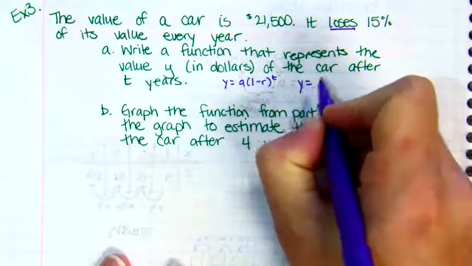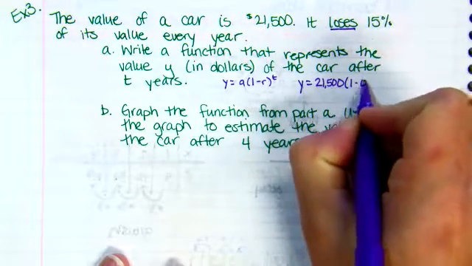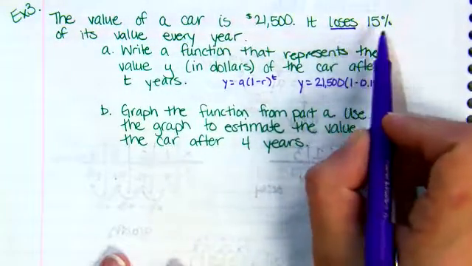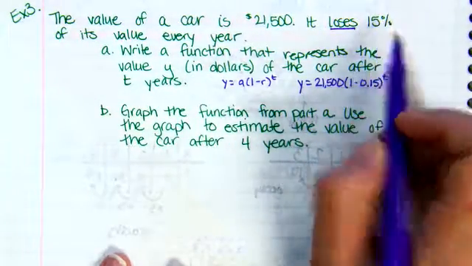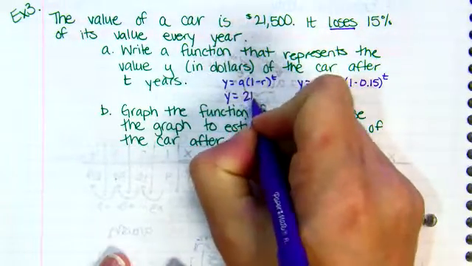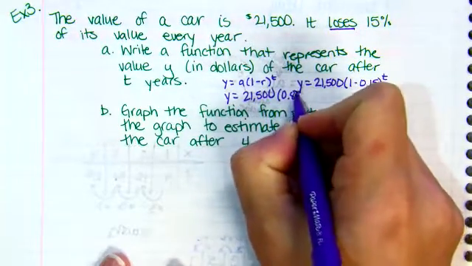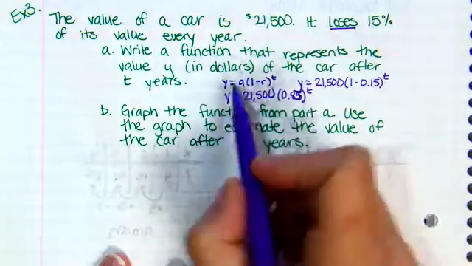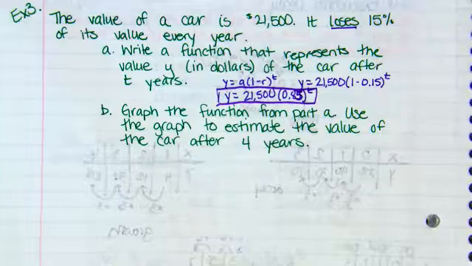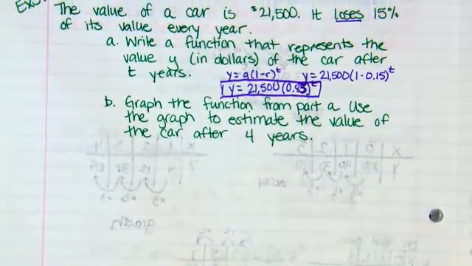So that means Y equals 21,500 times 1 minus 0.15 to the T power. If you think about this, if you're losing 15% of your value, you're keeping 85%. So to simplify, when I do that 1 minus R, I get 0.85 to the T power. So this is our simplified function right here. And then we're asked to graph that function and use the graph to estimate the value after 4 years.